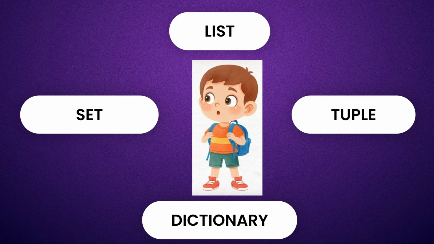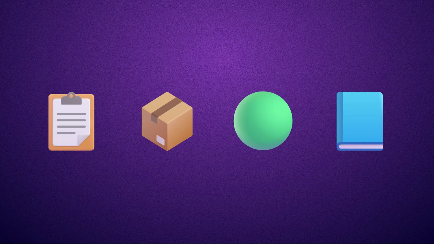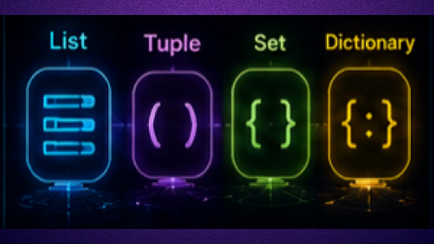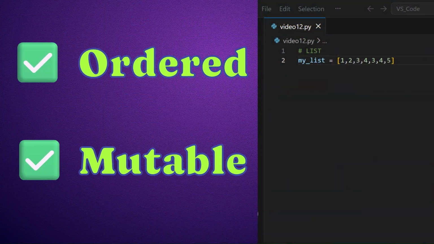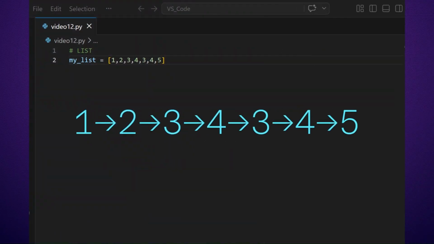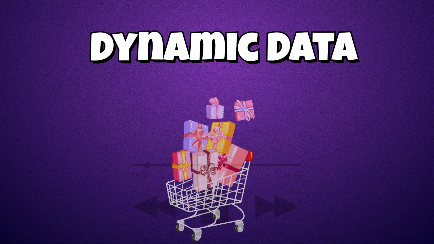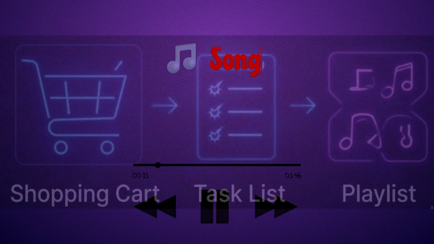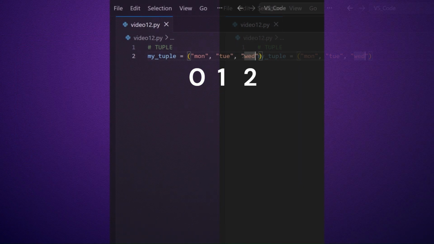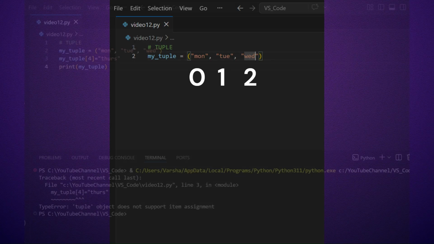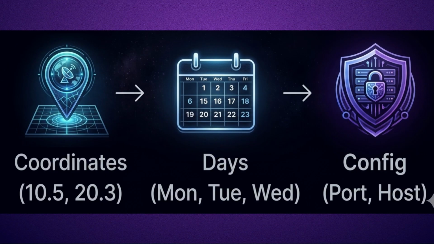Now Alex clearly understands why Python has multiple data structures. Each one solves a different type of problem. Let's compare them clearly. List is ordered, mutable, and allows duplicates. It is used when data changes frequently and order matters for us. Tuples are also ordered but immutable. They are used when data should not change and values represent fixed information.